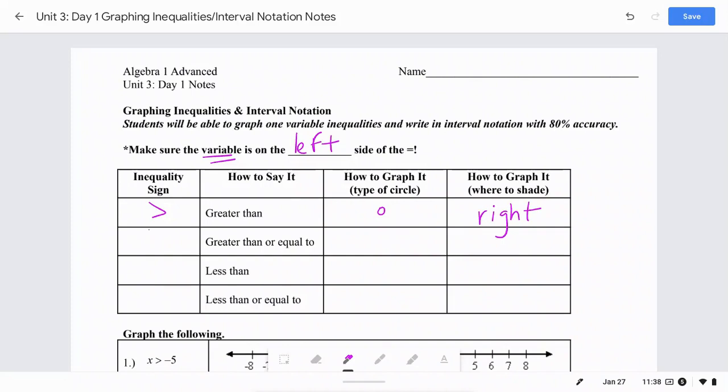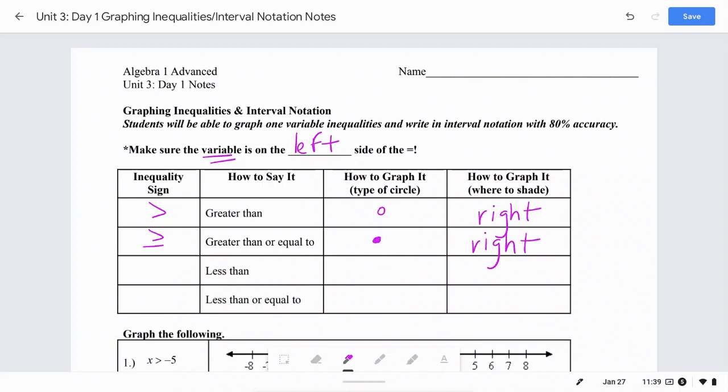The greater than or equal to symbol looks the same, except there's a line underneath the greater than symbol that stands for greater than or equal to. Anytime it has an equal bar under it, we use a closed circle to graph on a number line. And again, you're going to shade to the right.